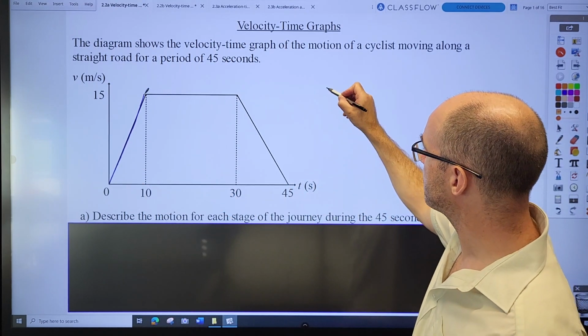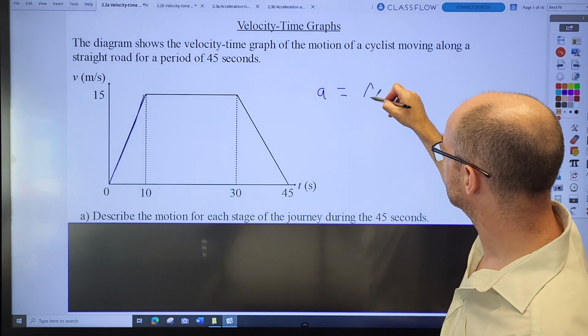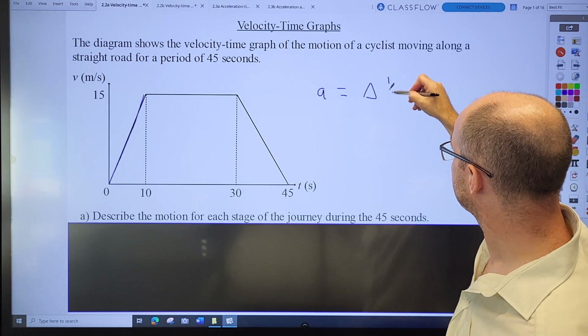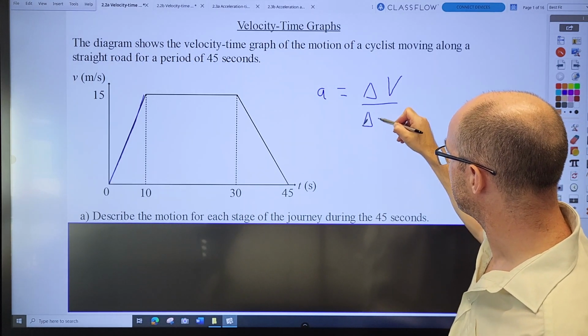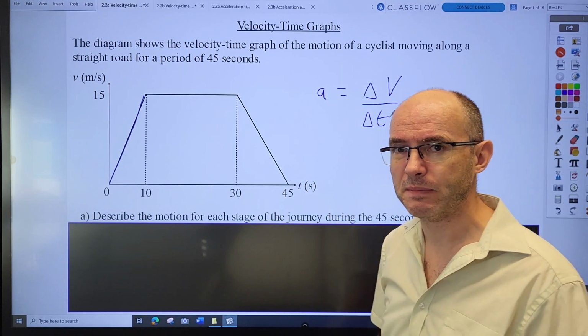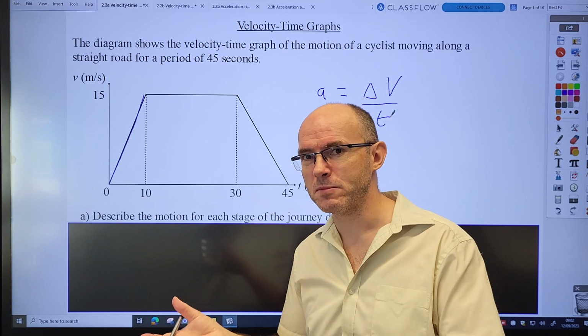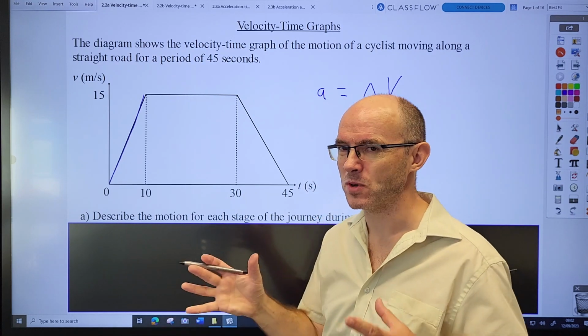Now you should be aware that the acceleration formula can be calculated using change in velocity over change in time. So I'm using the small delta symbol there to represent change because it's quicker. Flash back to IGCSE or flash forward to M2, pick your choice, okay? But you don't need to know this for M1.